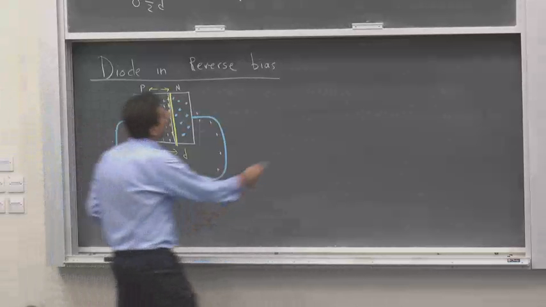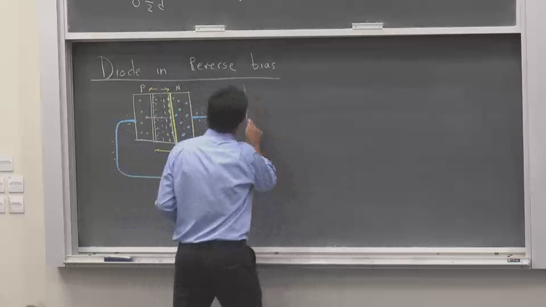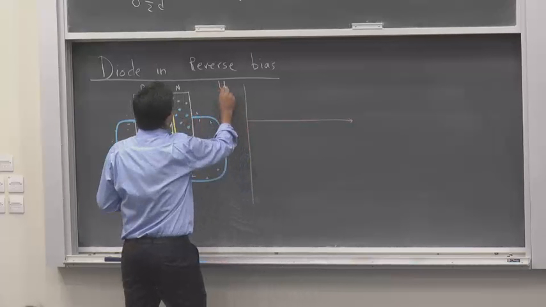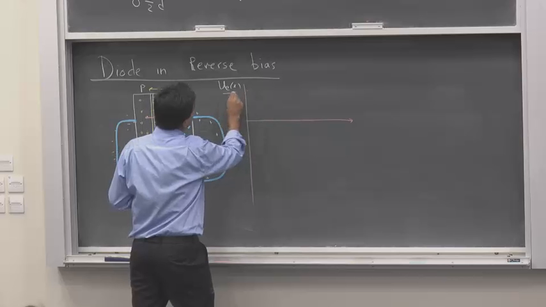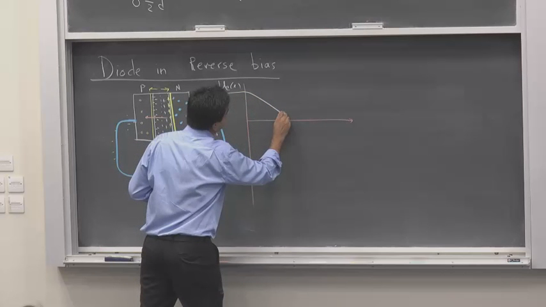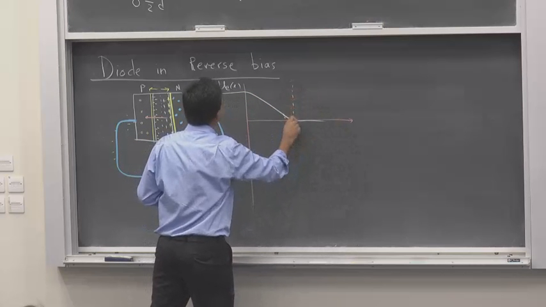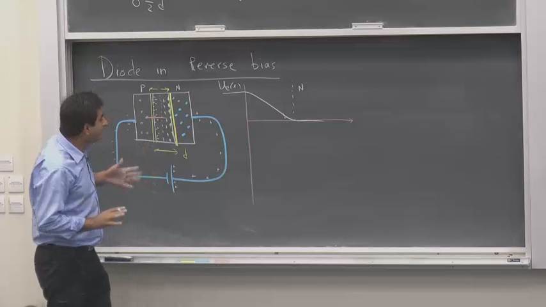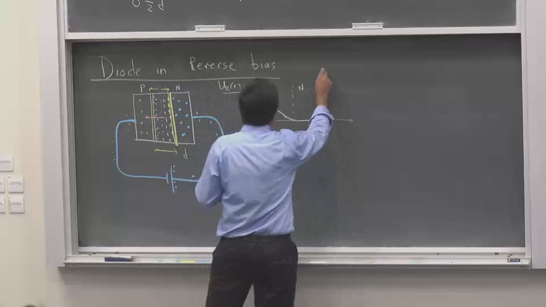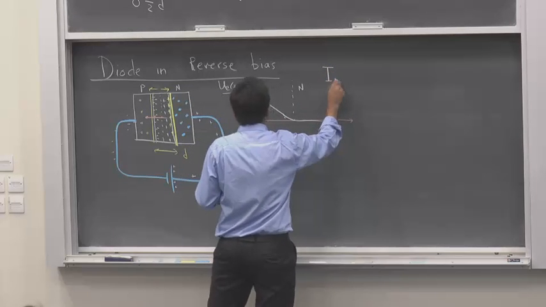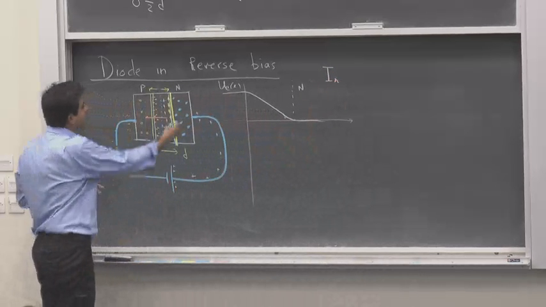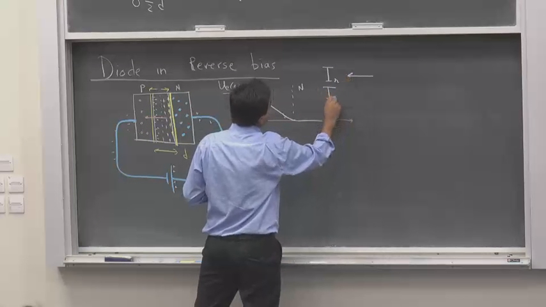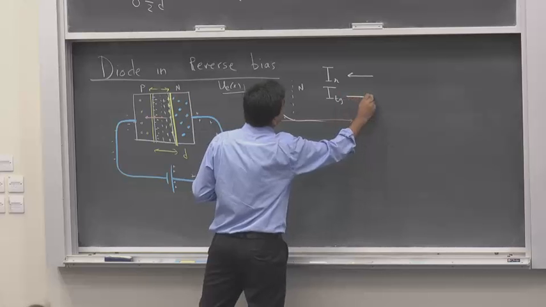So in equilibrium, what we had is the following scenario. In equilibrium, for the electron, this was the potential energy barrier. This is the n-type material. This is in equilibrium. In equilibrium, IR, which is in this direction, is the same as the thermally generated electrons, which is in this direction.